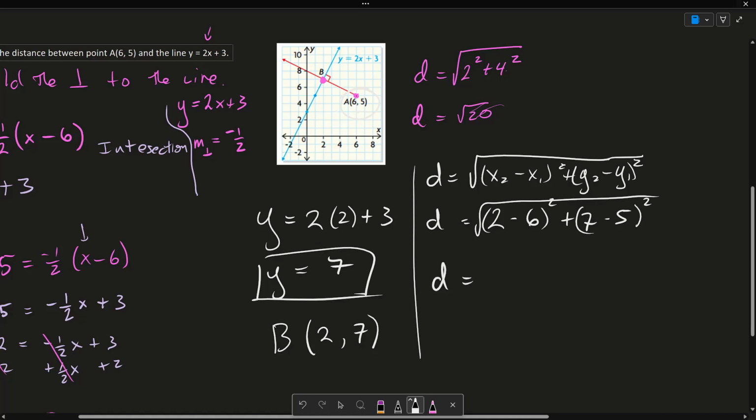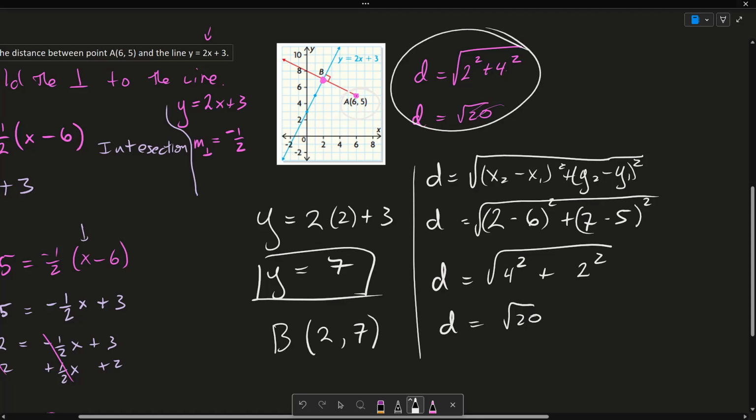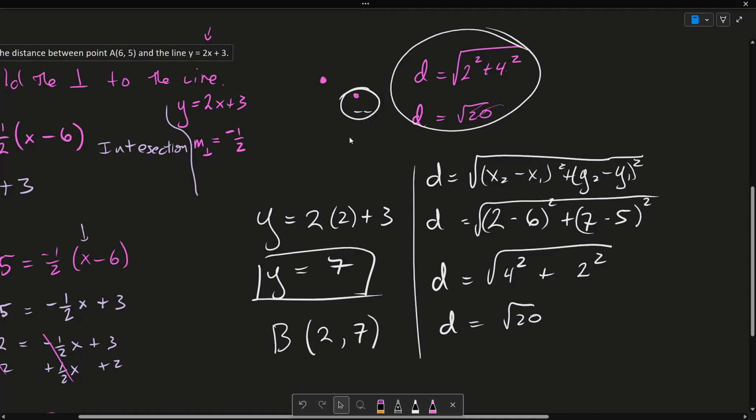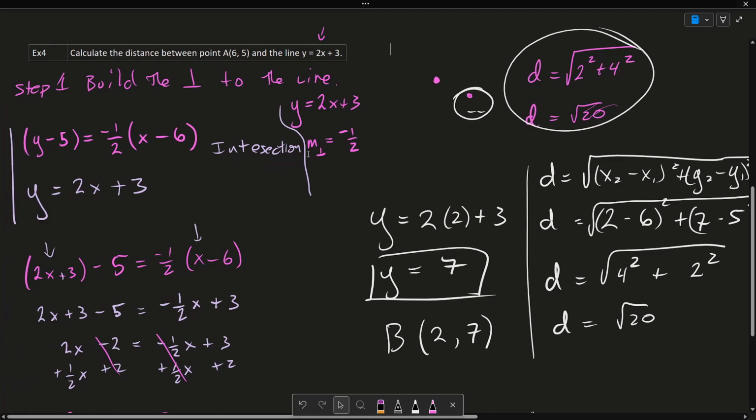So my distance is, well, what's 2 minus 6? Well, that's 4 squared. What's 5 minus 7? That's 2 squared. Or, look at that, the square root of 20. That's exactly what we got before. Now, clearly, if I had a graph, I would probably just do this geometrically and solve it that way. But if I, again, wasn't provided a nice, neat graph, well, then I'd have to do it algebraically, which would be this method here. Hope that helps.